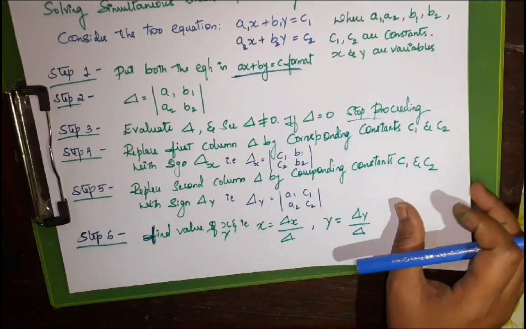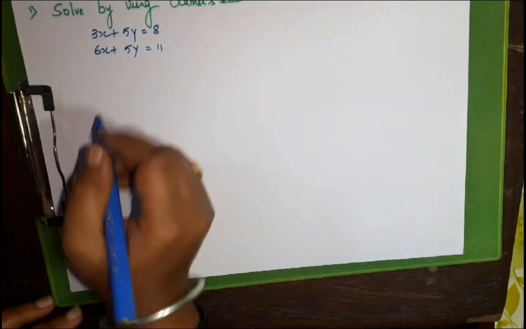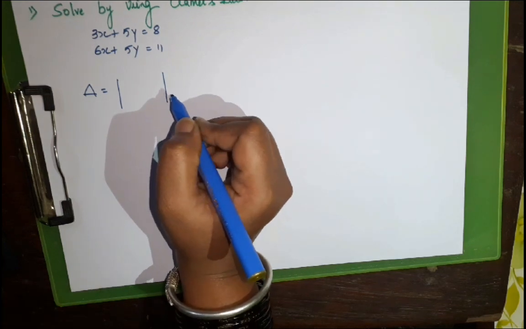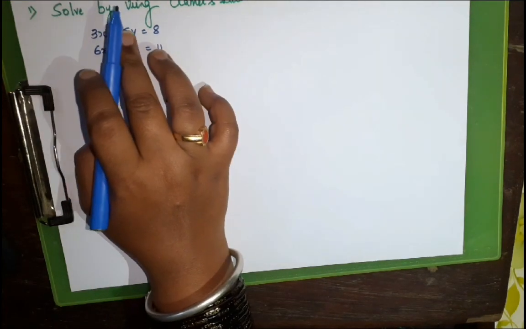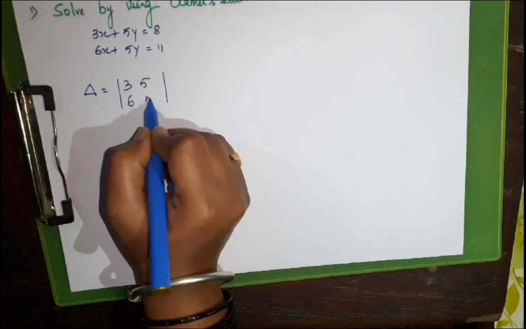We'll take up a sum so that you will understand this concept better. The first question is to solve using Cramer's rule. The equations they have already given: 3x plus 5y is equal to 8, and 6x plus 5y is equal to 9. First we have to frame delta. So delta is equal to, we write all the constants, that is a1, b1, a2, b2, that is 3, 5, 6, 5.